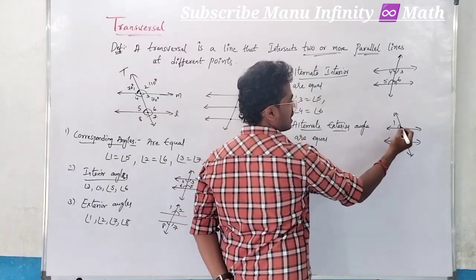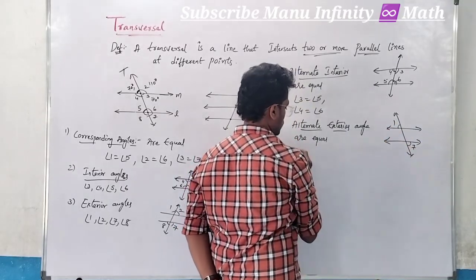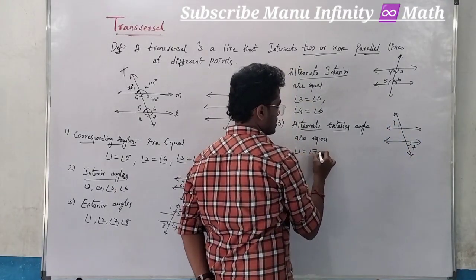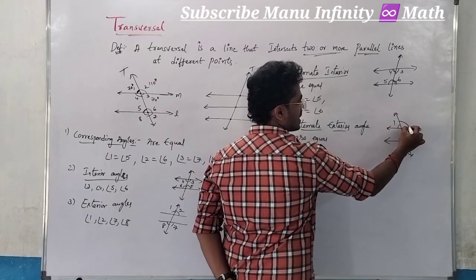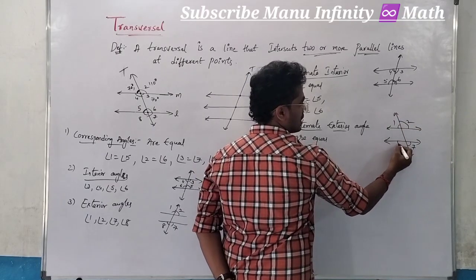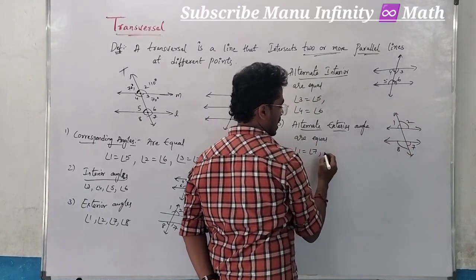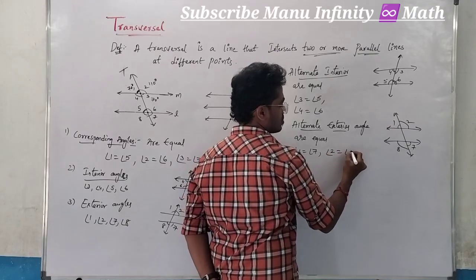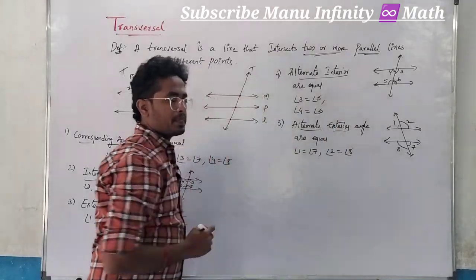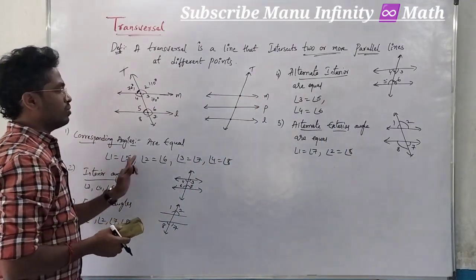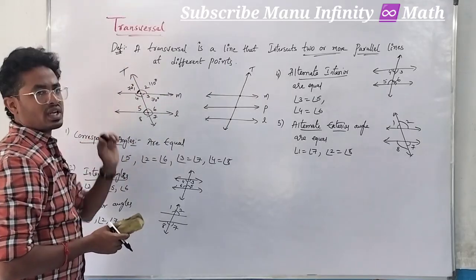So this is angle 1 and this is angle 7. So angle 1 is equal to angle 7. This is an exterior angle, that is angle 2, and this is also an exterior angle, that is angle 8. So angle 2 is equal to angle 8. These are the things we basically have to know in the concept of transversal.